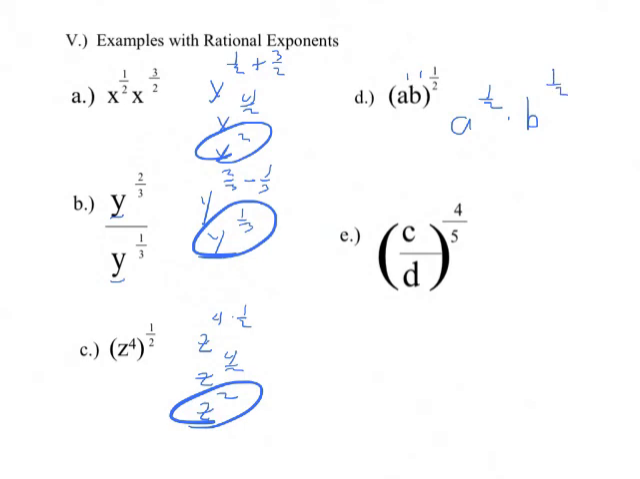Alright, on this one, this time you're dividing, but you have both of them raised to the 4/5. Remember, there's a little 1 there and a little 1 there, so it's going to be c to the 4/5 divided by d to the 4/5.